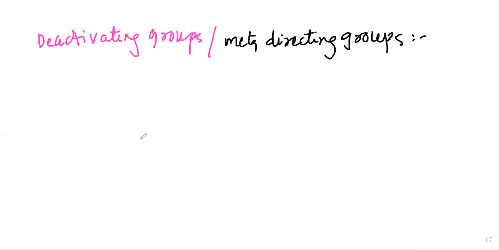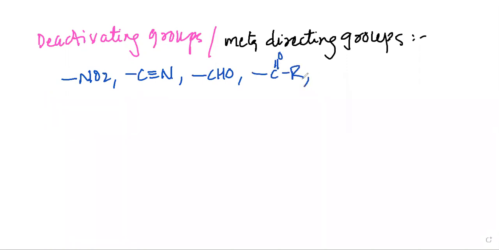Let us look at them. There are various groups which are meta directing or deactivating groups. They are generally the nitro group. Then my dear students, we have the C triple bond N cyanide group. Then we have the aldehyde group. Then we have the carbonyl or C double bond O R group. Or we may have the carboxylic acid group. Or we may have the ester group. Or we may have SO3H.